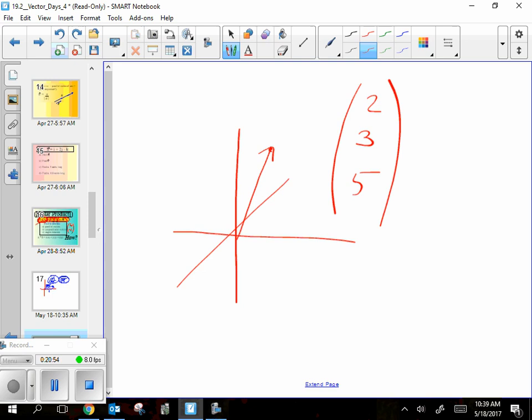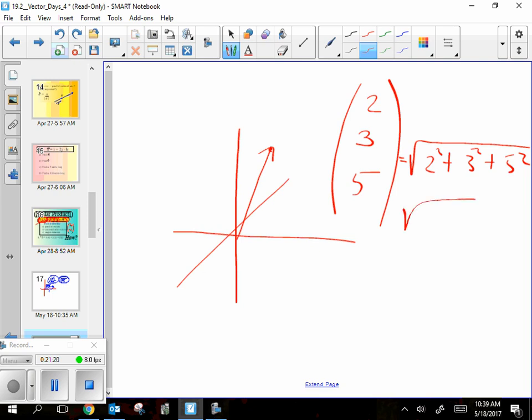Square root of 8 squared, 8, plus 1 squared, 9, would be 3 squared, 9. It works. All right, so I don't want to take forever explaining this. I think you get it: to find the magnitude of this, I'm going to do the square root of 2 squared plus 3 squared plus 5 squared. That's all there is to it.